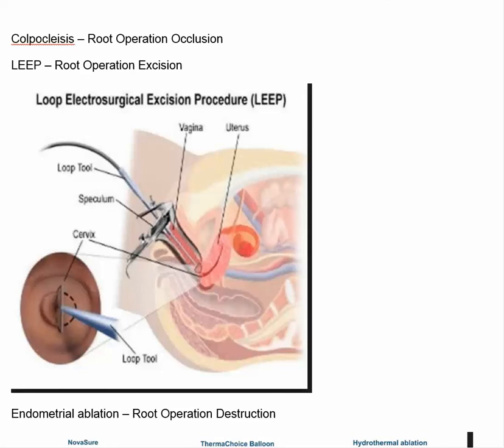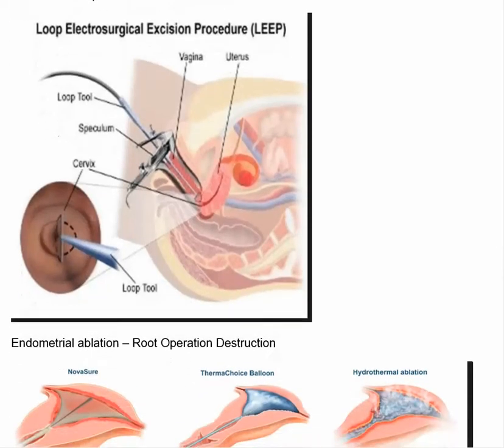In this procedure, in the LEEP, they are removing a small cone-shaped sample of tissue from the cervix, and they typically are looking for a diagnosis. This is typically something that's done after a woman has had a positive pap smear, and they're looking to rule out cervical cancer. And the root operation is excision.